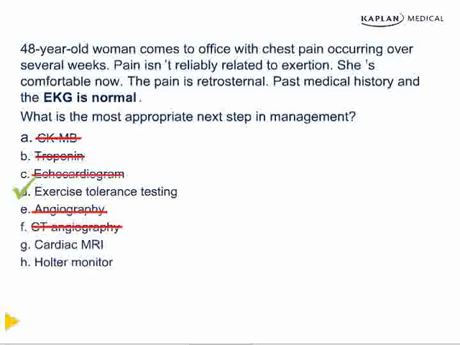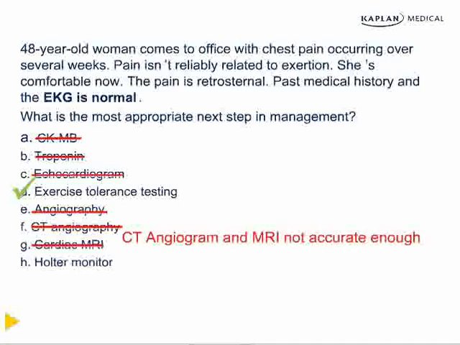CT angiography is not quite ready yet, not quite ready for prime time, not quite ready to be used as a routine test. We're not sure what to do. We do know that CT angiogram and high calcium scores are associated with worse disease, for sure. But when to precisely use it is not too clear. Cardiac MRI is also not yet clear what to do with it.